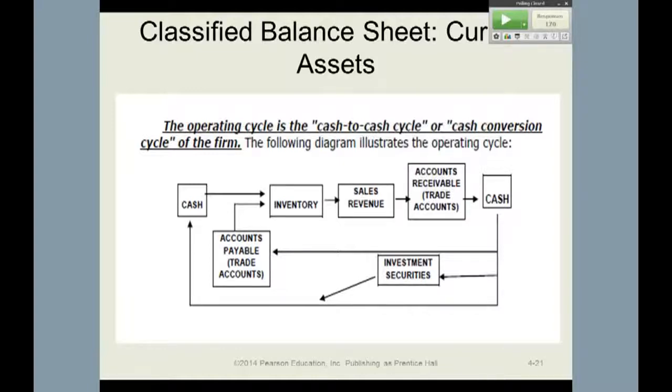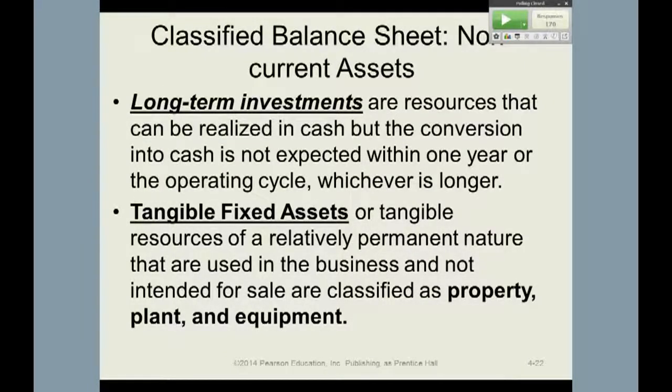All right, so that's what we mean by an operating cycle. Now, those are current assets. Some of the long-term assets, long-term investments, and by the way, this is really the definition of a long-term asset. It's just the opposite. It's going to be an asset that you don't expect to collect or convert into cash within 1 year or the operating cycle, whichever is longer. Long-term assets include investments. They also include tangible fixed assets like property, plant, and equipment.